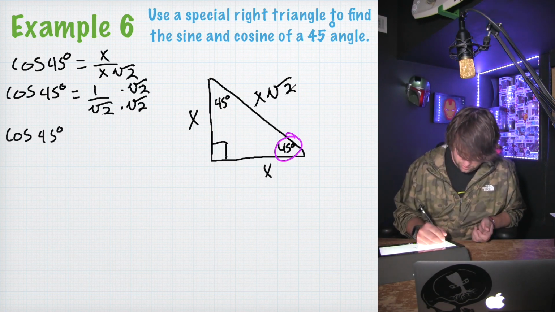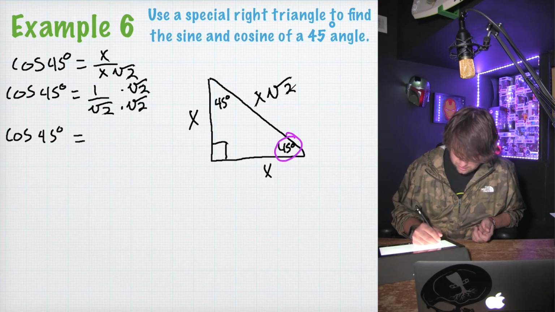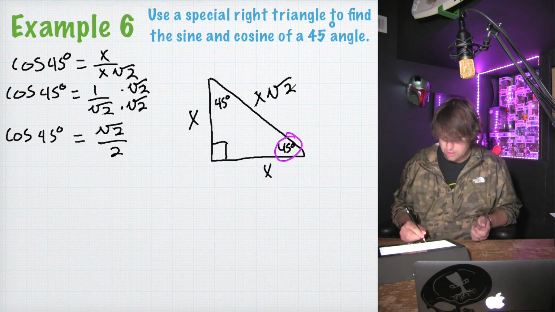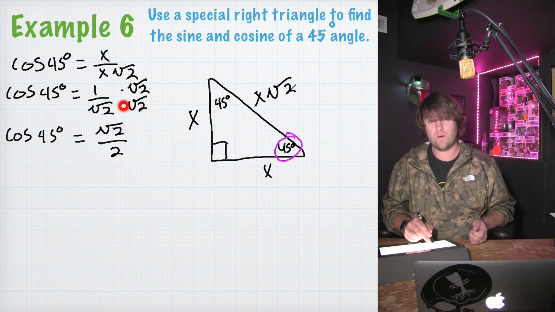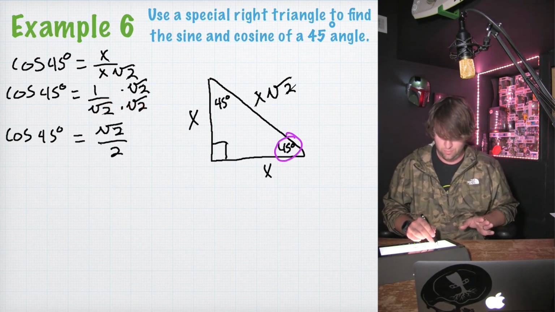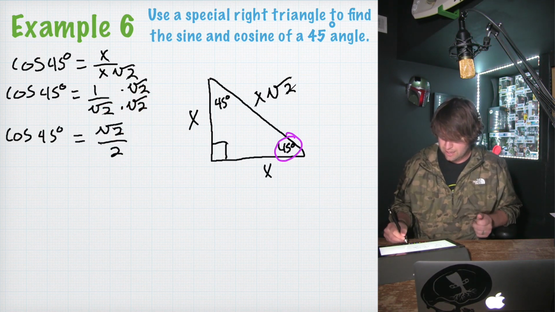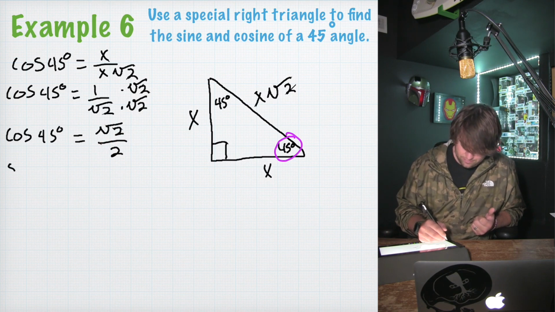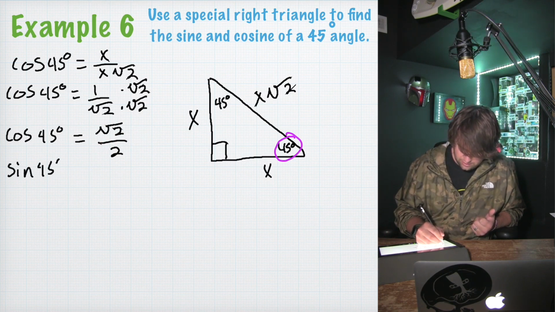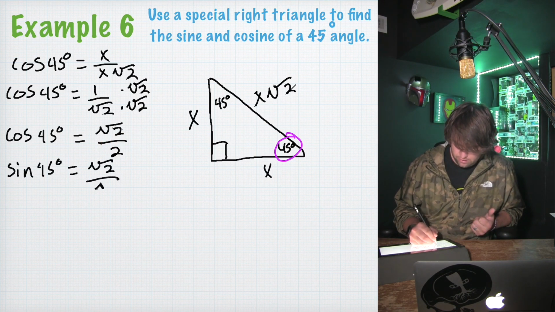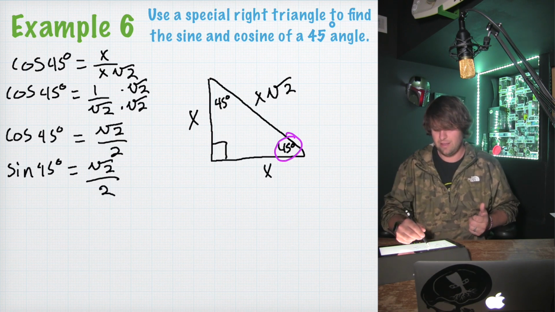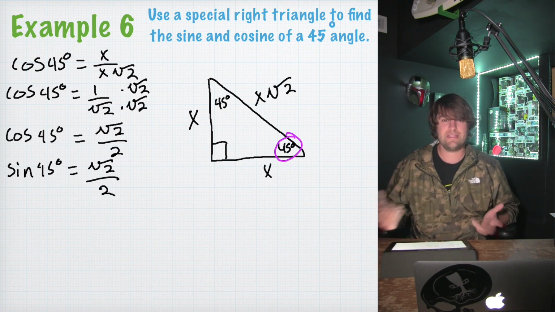Cosine 45 degrees becomes square root 2 over 2, because square root 2 times square root 2 simply becomes 2, and 1 times square root 2 is just square root 2. Like I said, cosine and sine are both going to be the same, okay? Square root 2 over 2. Because the opposite and adjacent are both the same measure.